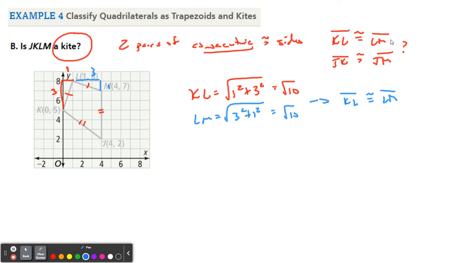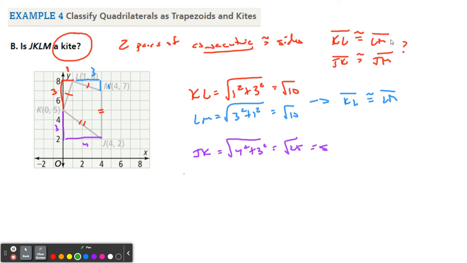So I'll keep going. If that was not the case, I would have stopped and said not a kite. All right, let's do purple. Let's do JK. I'll go from K to J. I'll just create my right triangle. So there's my right angle. My horizontal is 4. My vertical is 3. So I'm going to do 4 squared plus 3 squared in the square root. That's the square root of 25. If you care to, that equals 5.